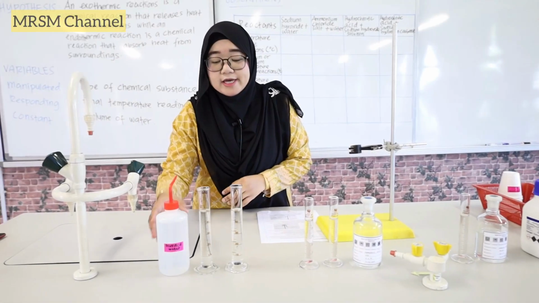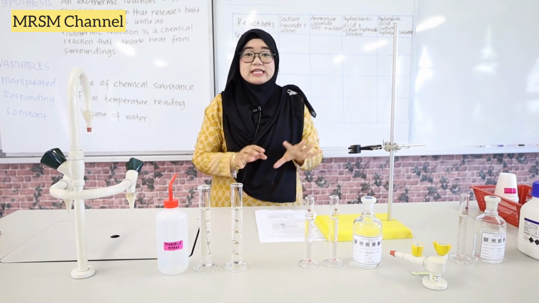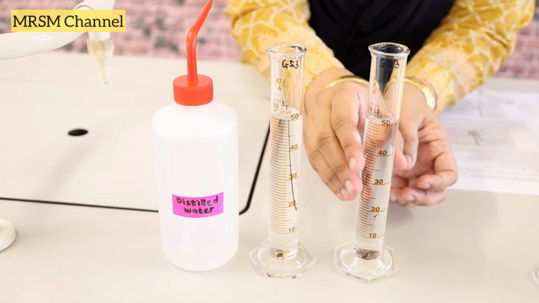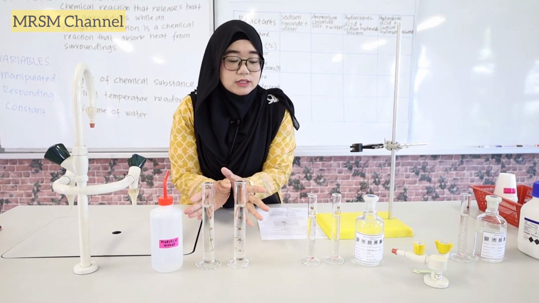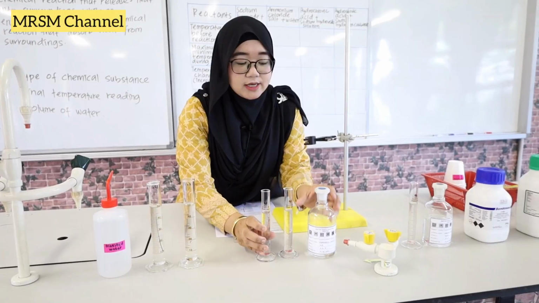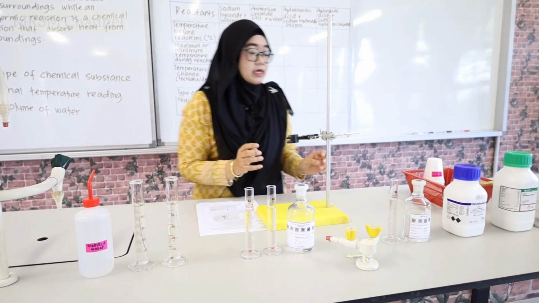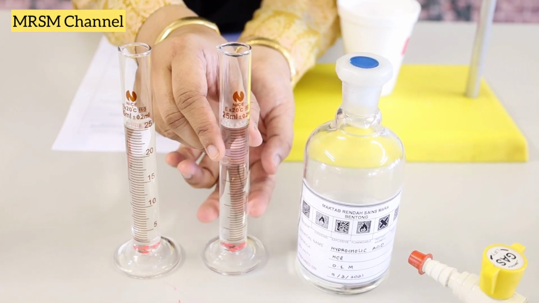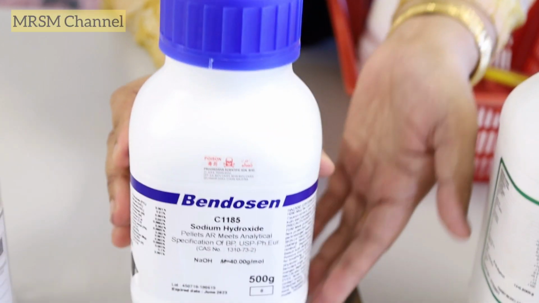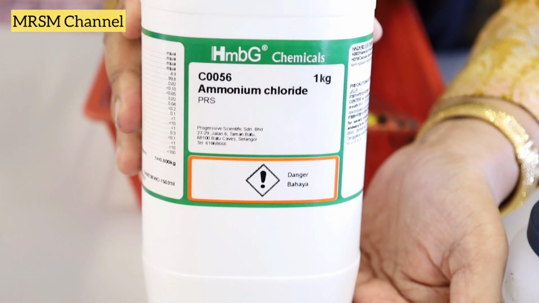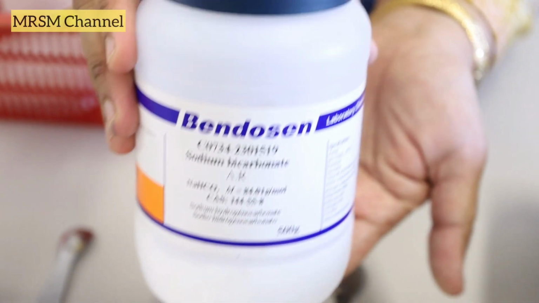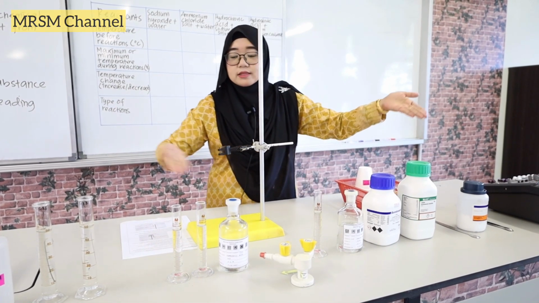The materials and apparatus that we use in this experiment: first is distilled water. We are going to use distilled water instead of tap water. So this is the distilled water, and then this is the sodium hydroxide solution. The third one is hydrochloric acid, then sodium hydroxide crystal powder. This one is ammonium chloride salt, and then sodium hydrogen carbonate. So these are the materials.